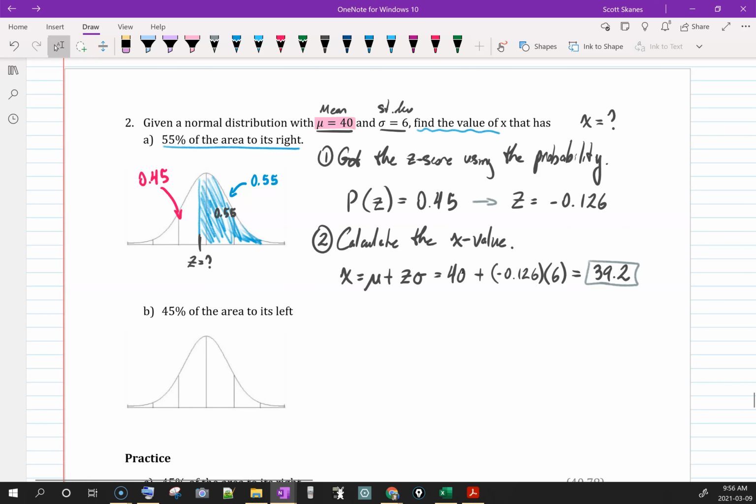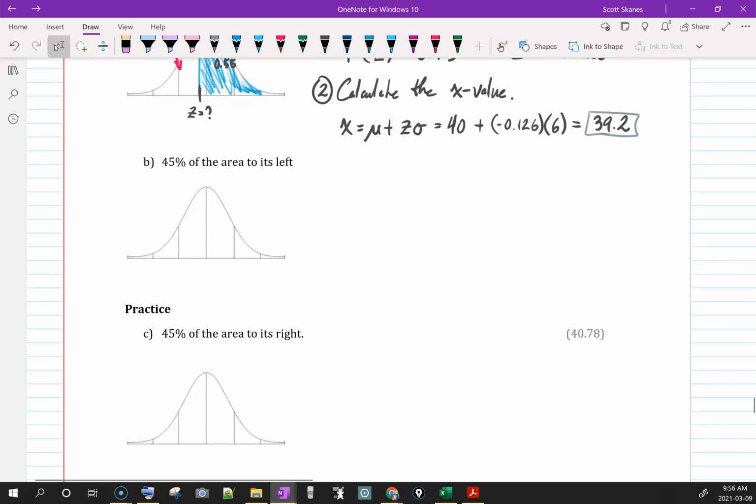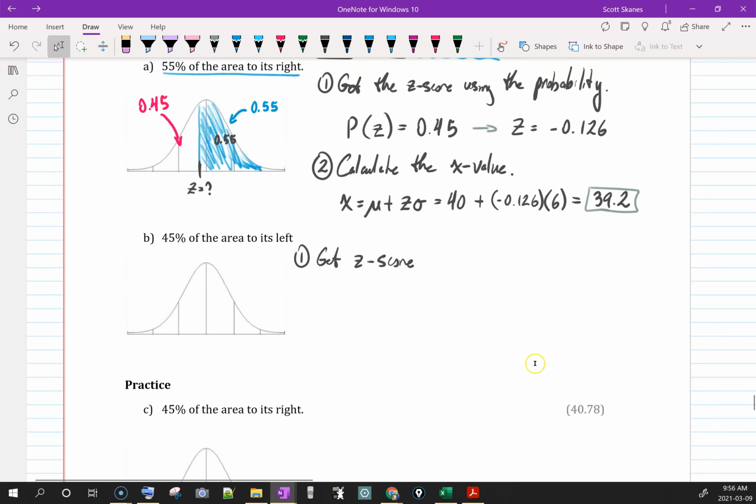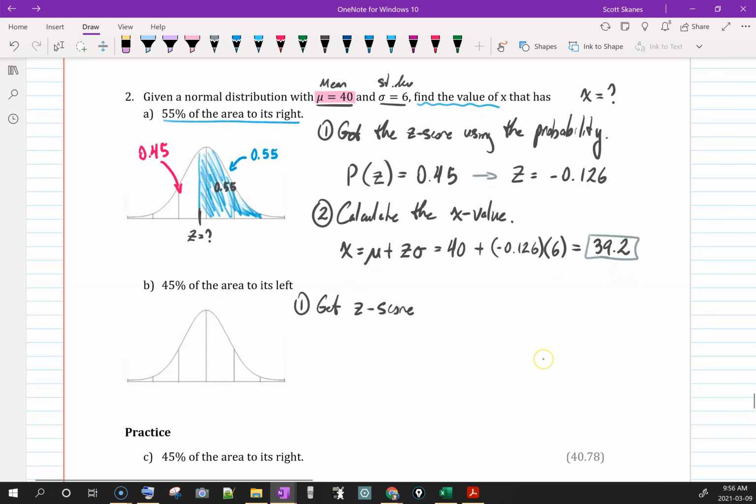I'll do one more question for you, and then the rest I'm going to just allow you to try in your own time. So first, I'm going to get the z-score. So this is 45% of the area to its left. It's the same mean and standard deviation. So the mean is still 40, and the standard deviation is still 6.